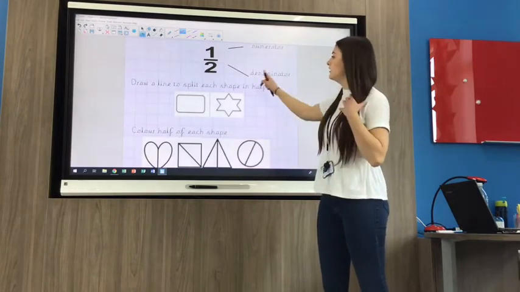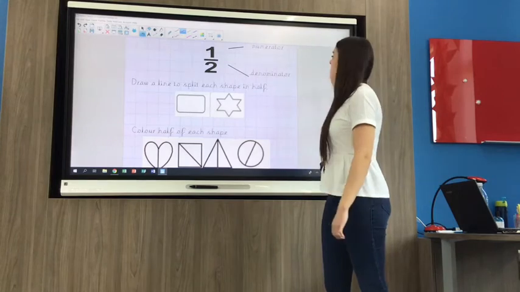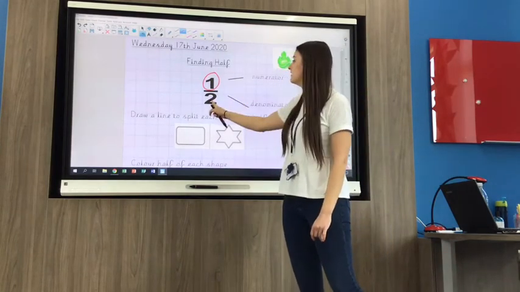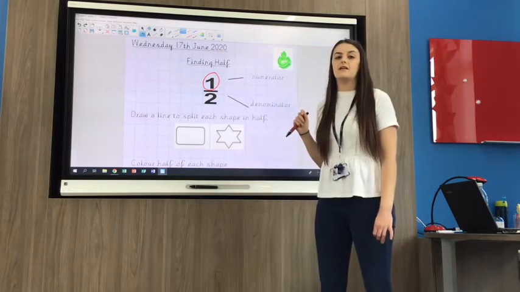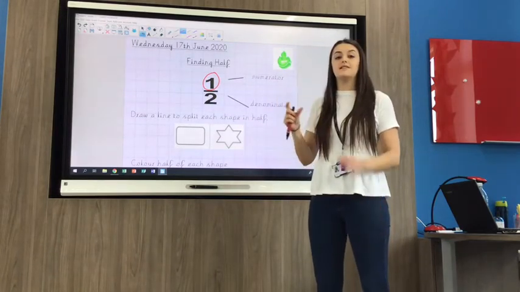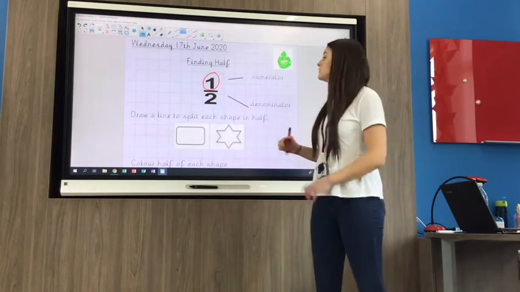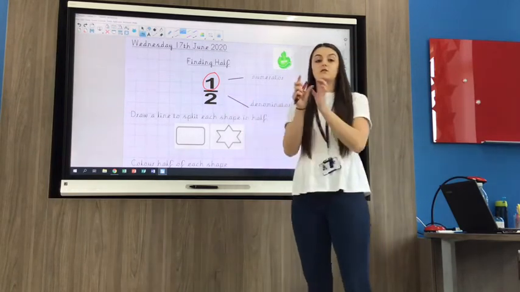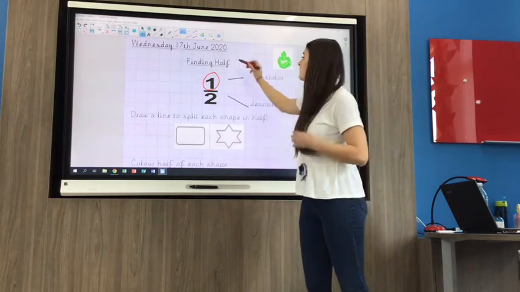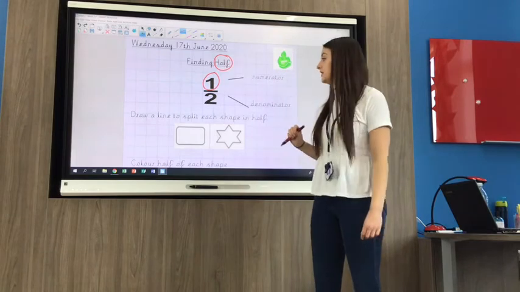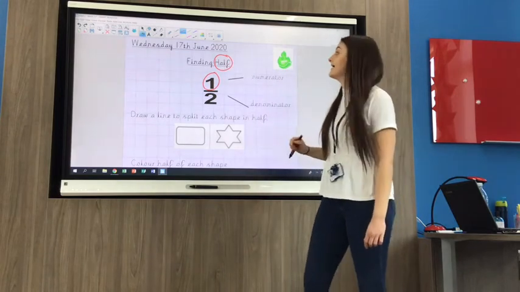So if we have a look at what half means, we've got the fraction, a half here, where I've got 1 as my numerator and 2 as my denominator. Now my denominator means I'm splitting into 2 equal parts. It's telling me 2 there. So I know whatever I split today is going to be into 2 equal parts. We've also got the word half because it means the same as this fraction here. So let's have a look at some of our activities.